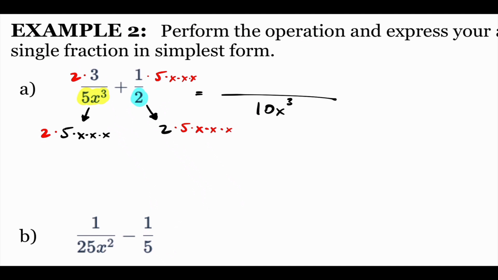Now let's do the top. 2 times 3 is 6, plus 1 times 5 is 5, x to the 3rd power. That was step 3. Now, step 4, if needed. So step 4 you might not do sometimes.